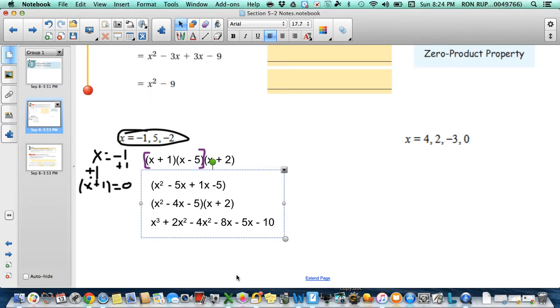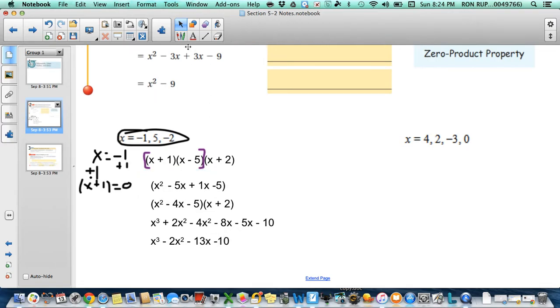And we simplify where we can. We get x cubed minus 2x squared, since 2x squared and -4x squared become -2x squared. And -8x and -5x become -13x. And then -10. And so that is our final answer. That's the polynomial that would factor to give me these zeros. Pretty cool, huh?